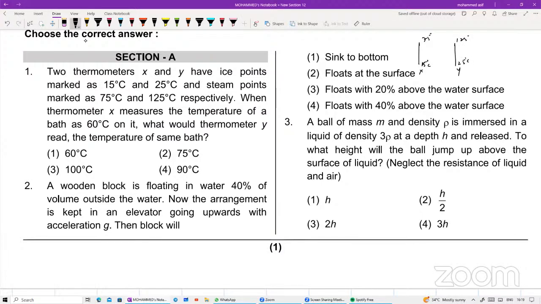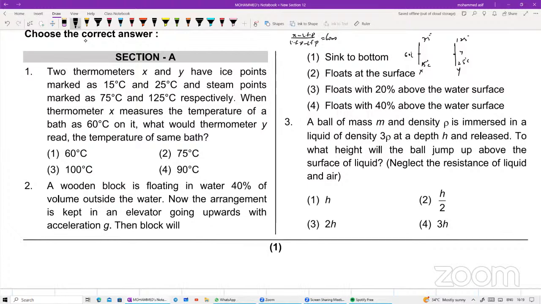When thermometer X reads the temperature of the bath at 60 degrees, what would thermometer Y read for the same bath? The first one is reading 60 degrees Celsius. What does Y read in the same condition? So I can use this formula: (temperature minus lower fixed point) divided by (upper fixed point minus lower fixed point) must be equal to a constant.